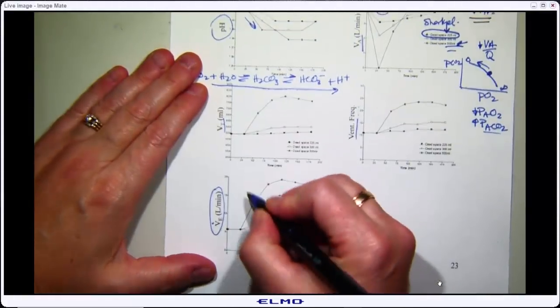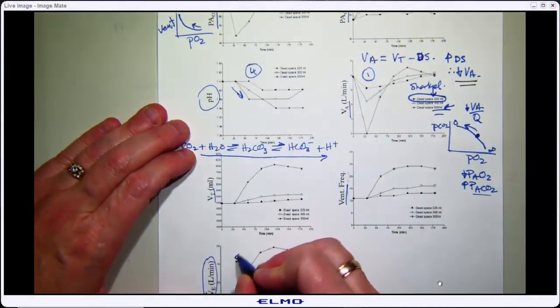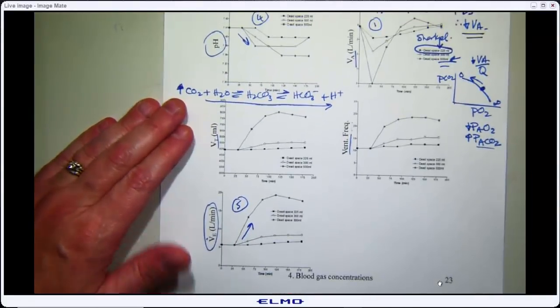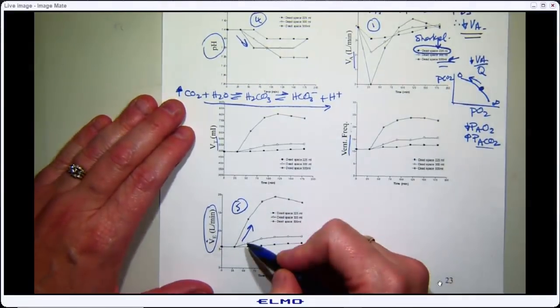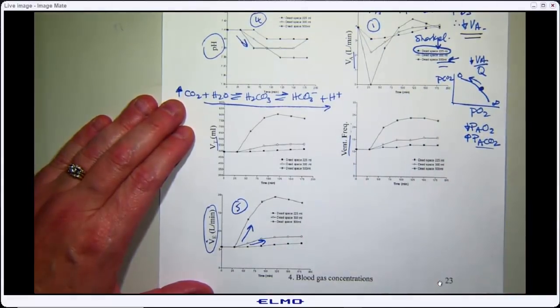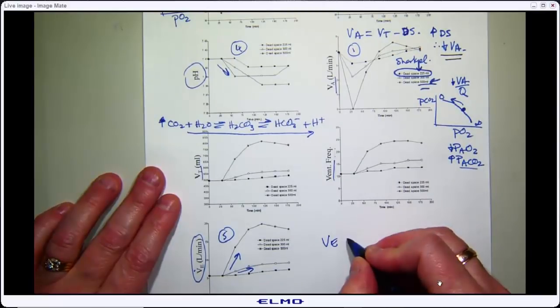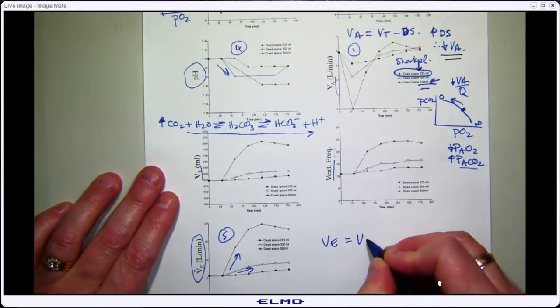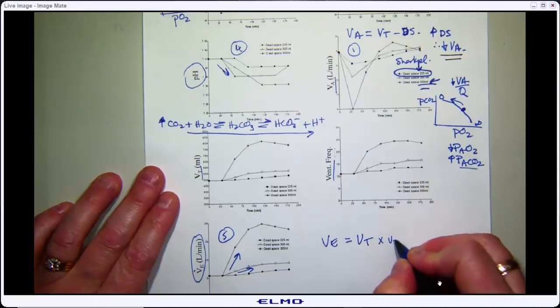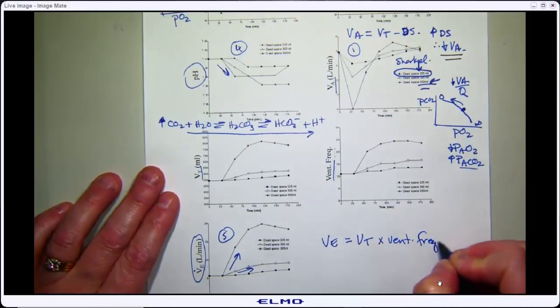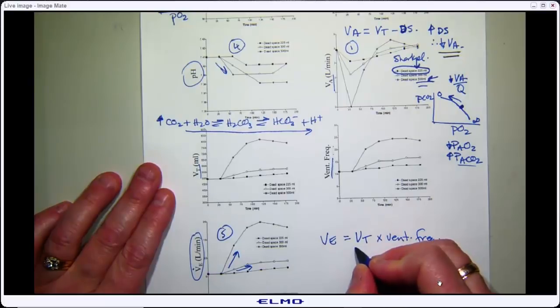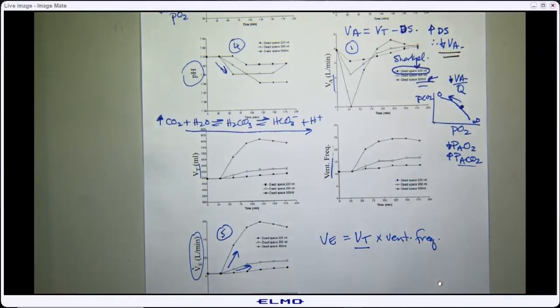And indeed, if we looked at ventilation, I'm at number 5. If we looked at minute ventilation, so breaths per minute or liters per minute, ventilation goes up. And then we know that ventilation was a product of our tidal volume times our ventilation frequency. So how deep you were breathing, 500 mils versus 800 mils, how much air you're bringing in there, versus frequency, 12 times per minute versus 15 times per minute.